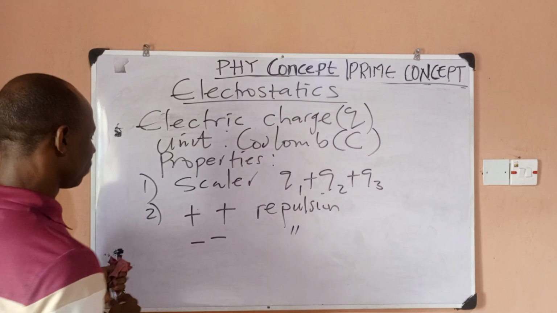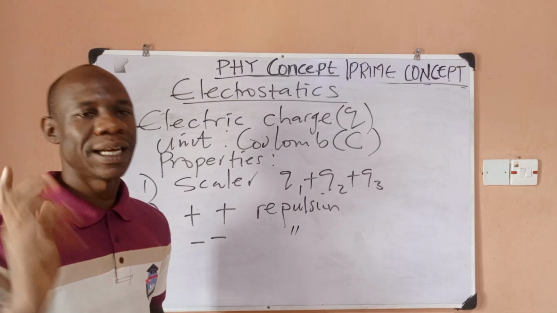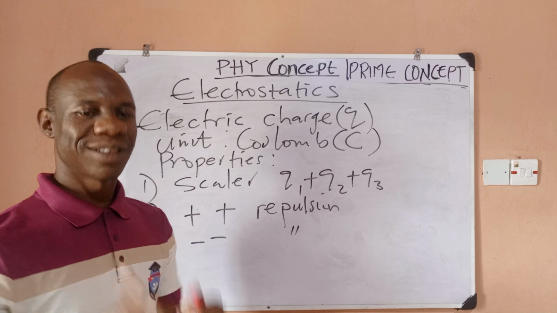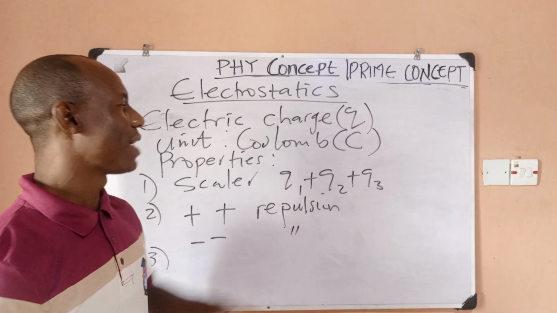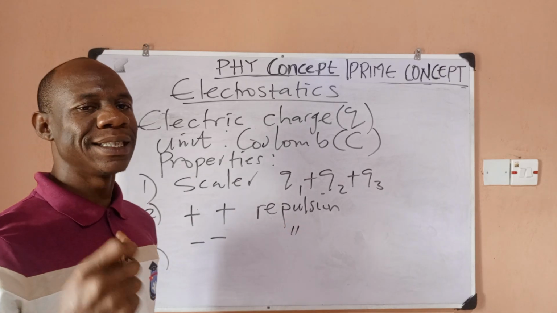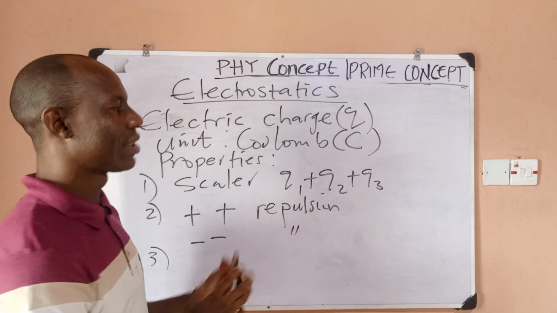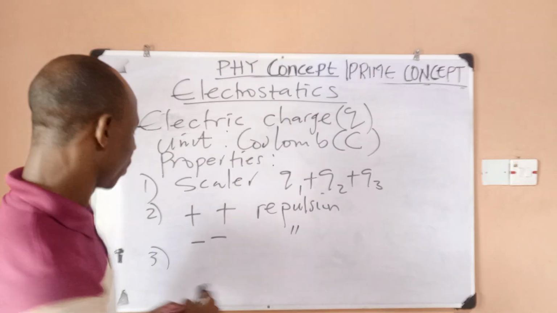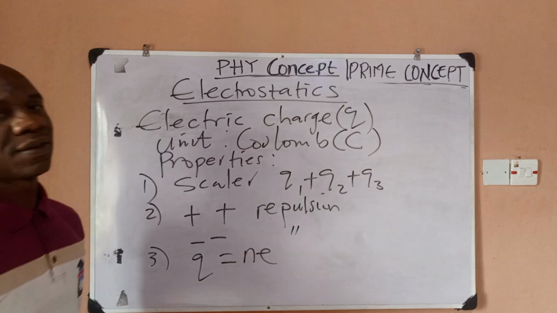Then another one you should know, number three, is that electric charge is quantized. Electric charge is what? Quantized. So when you say electric charge is quantized, it simply means that electric charges are integral multiples of the charge of an electron. That is to say, Q is going to be N times the charge of an electron.